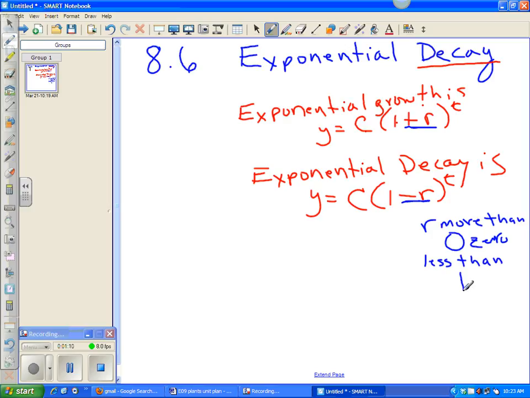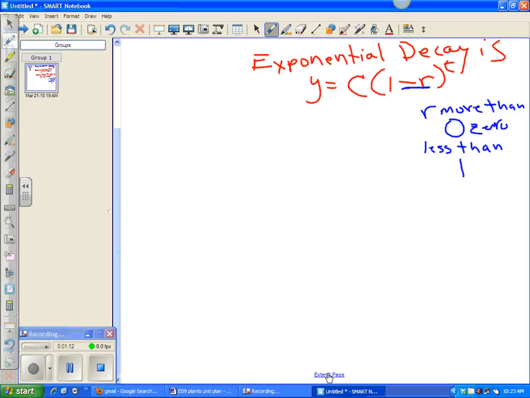Let me write up some examples right now for you. Let's hope it's easy. It's exactly like the previous unit, except we're doing negatives in this case, and we need to recognize the difference between growth and decay.